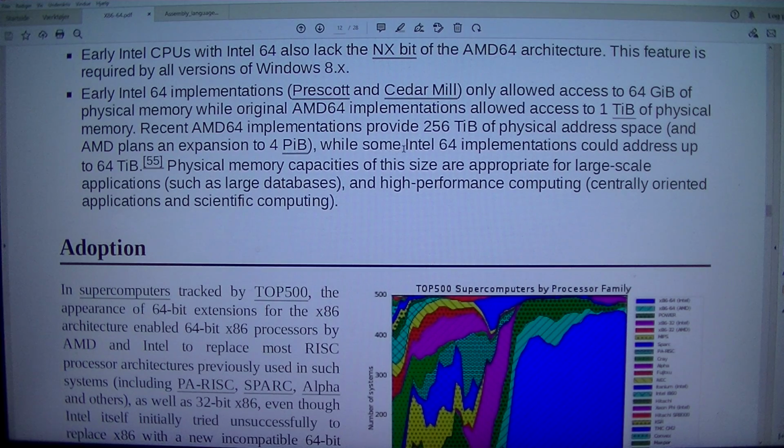Recent AMD64 implementations provide 256 TB of physical address space, and AMD plans an expansion to 4 PB, while some Intel 64 implementations could address up to 64 TB. Physical memory capacities of this size are appropriate for large-scale applications, such as large databases, and high-performance computing, centrally oriented applications and scientific computing.